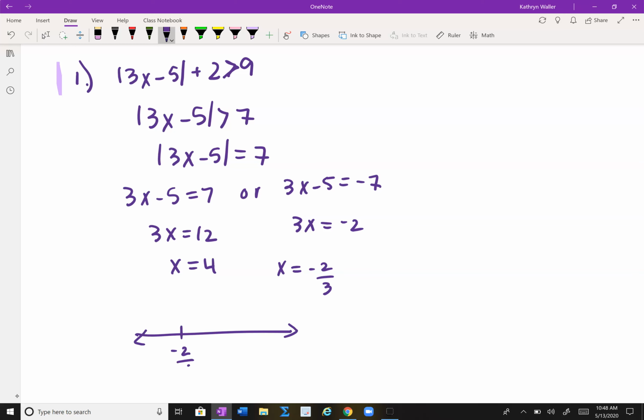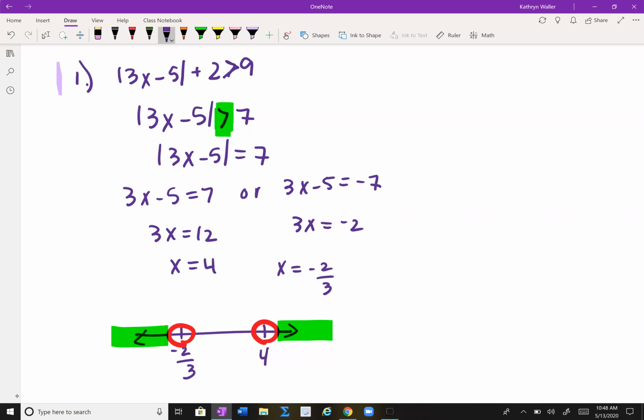So the negative 2/3 is here. The positive 4 is there. There's no equal sign, so it's going to be open. On this problem, you do not have to test regions. It's an absolute value with an inequality. Greater than always means outside. Remember, that's far away from the center. Greater than is far away.